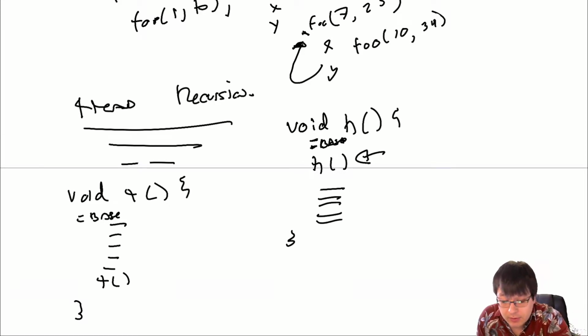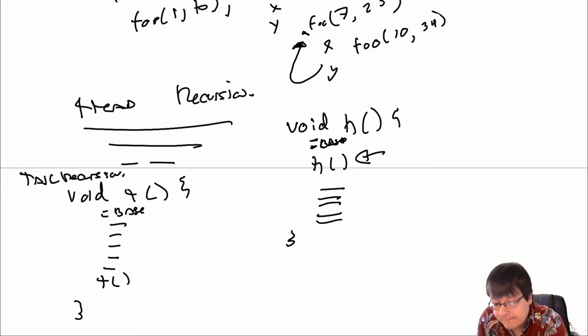Now, in the case of tail recursion, it doesn't have to be at the top. It could actually be right before the recursive call, but it has to be somewhere in here. Whereas here, it has to be the only thing before the recursive call because it's head recursion.